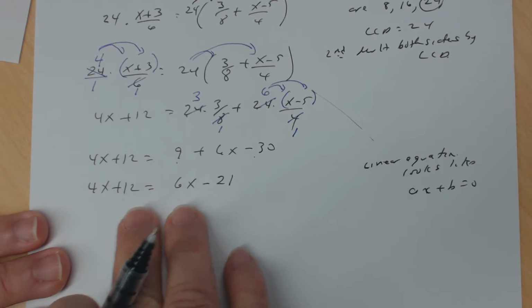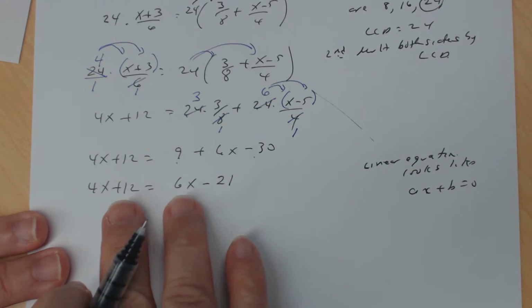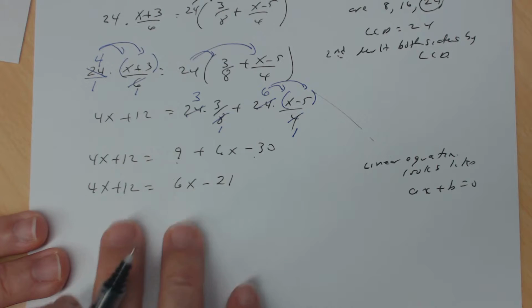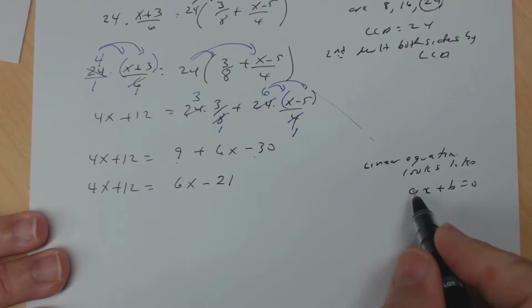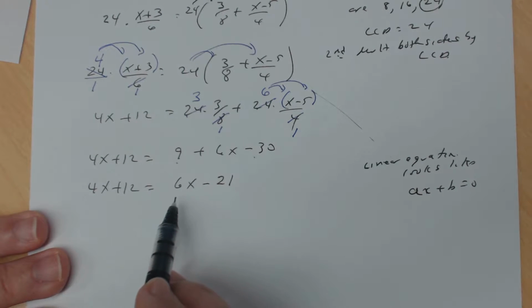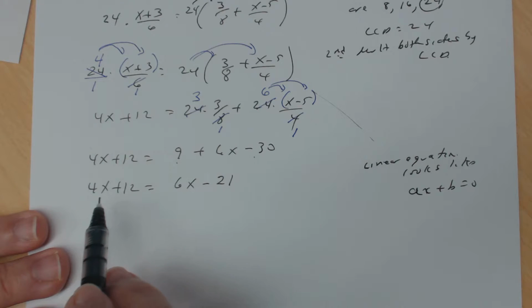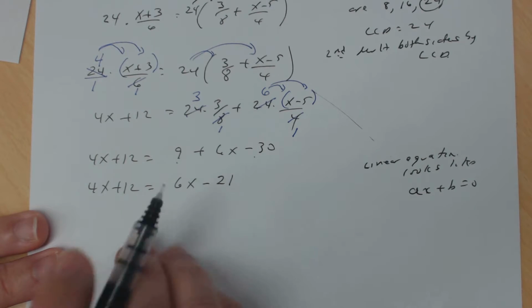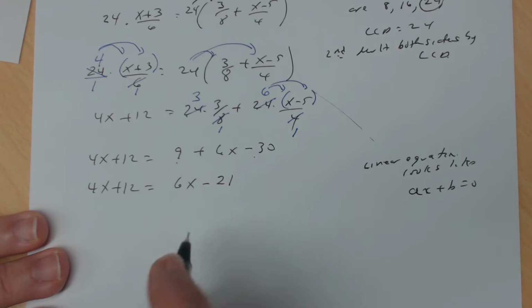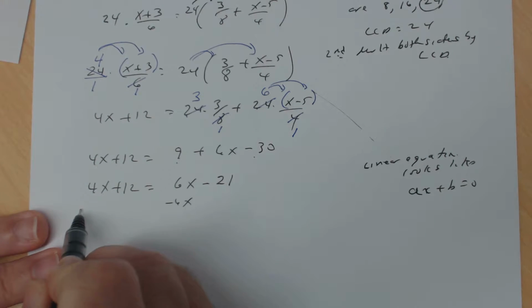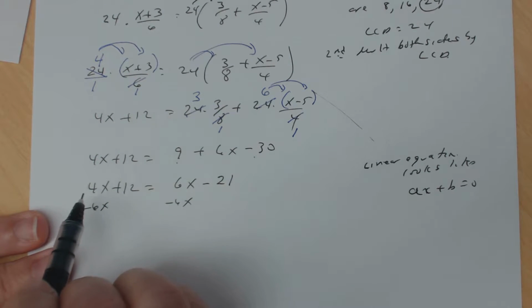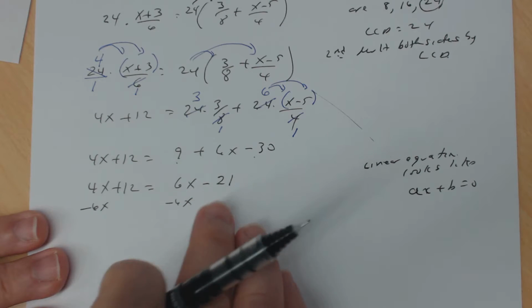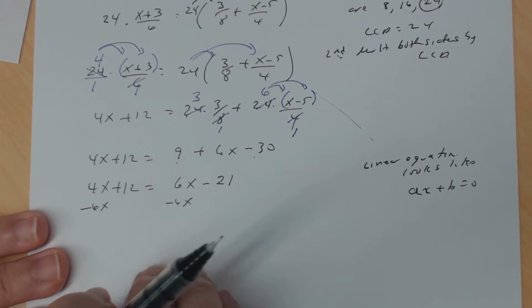All right, so meaning that at some point, if I want to, I can make this right here in a few steps look like that. So let's go ahead and bring the variables to the left, constants to the right. But before we do that, let me just show you that it's going to look like this. So I'm going to subtract 6x first. Now, it doesn't matter. You could bring the variables to the right, constants to the left. It does not matter.